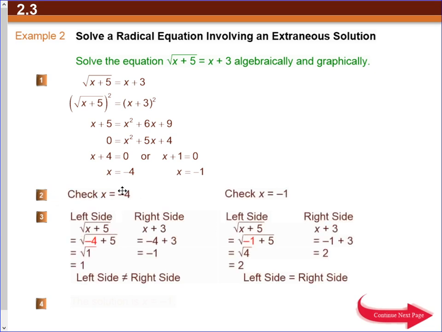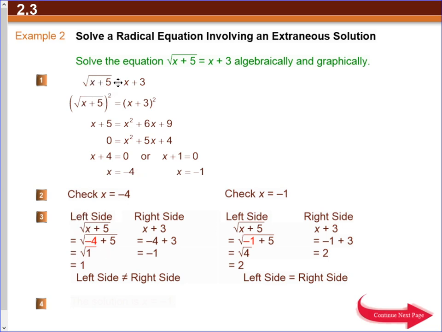Make sure that it works. So we take our first solution, our first answer or root, negative 4, and plug it back into the original equation. Our left side was the square root of x plus 5. If x is equal to negative 4, plus 5 is 1. The square root of 1 is 1.